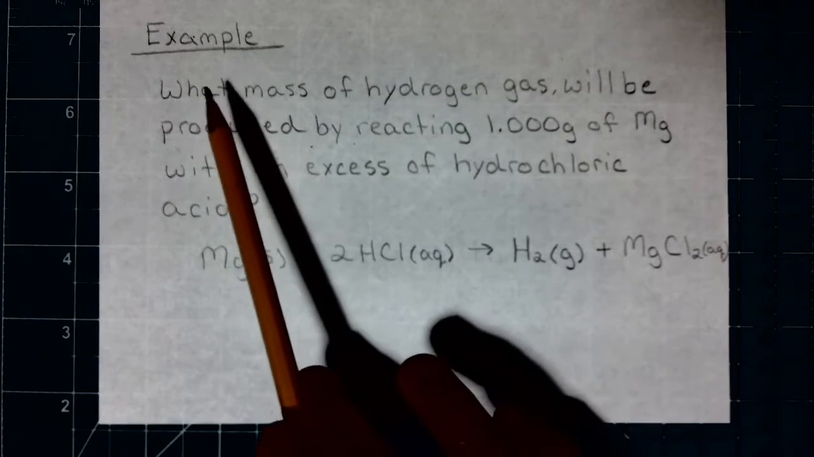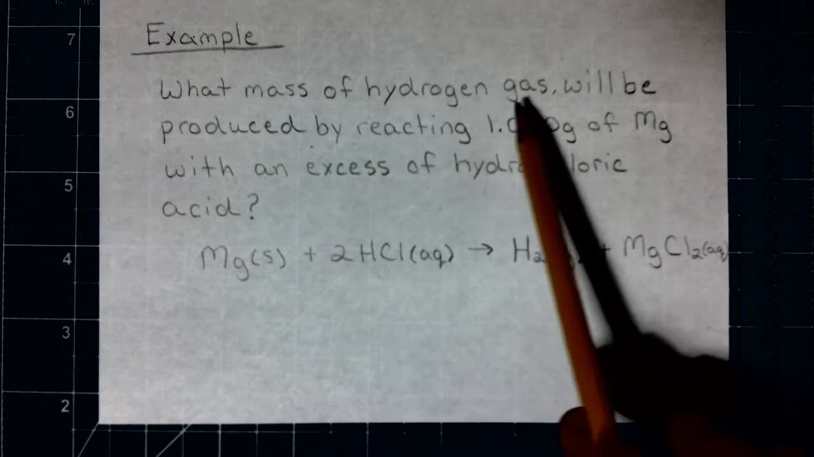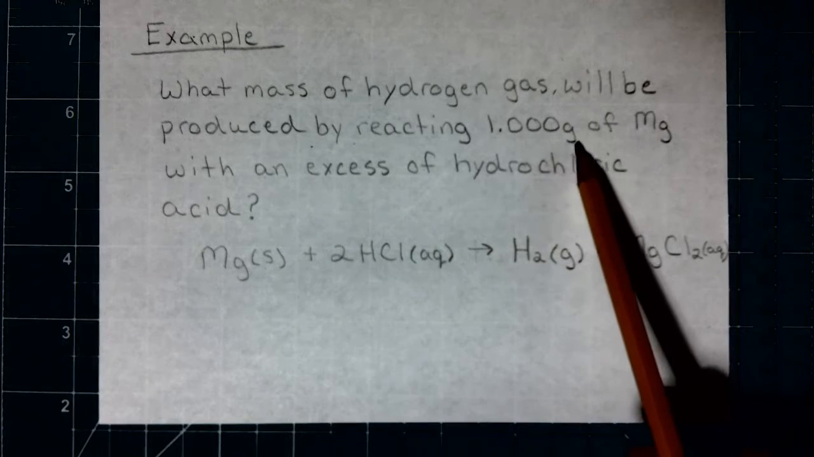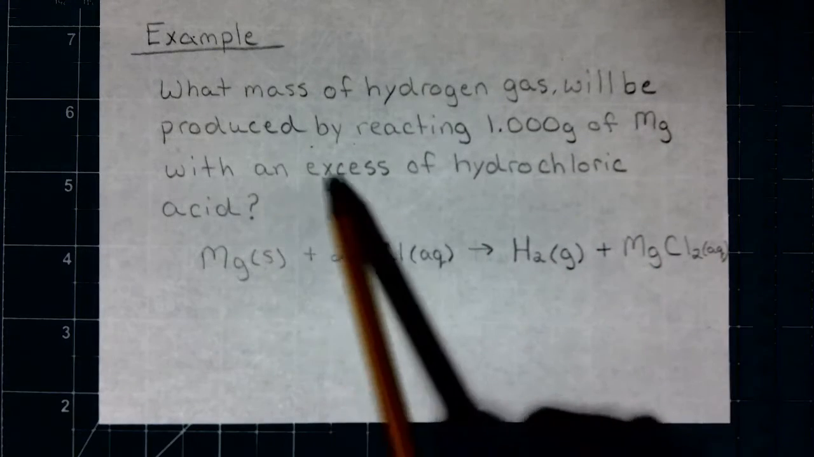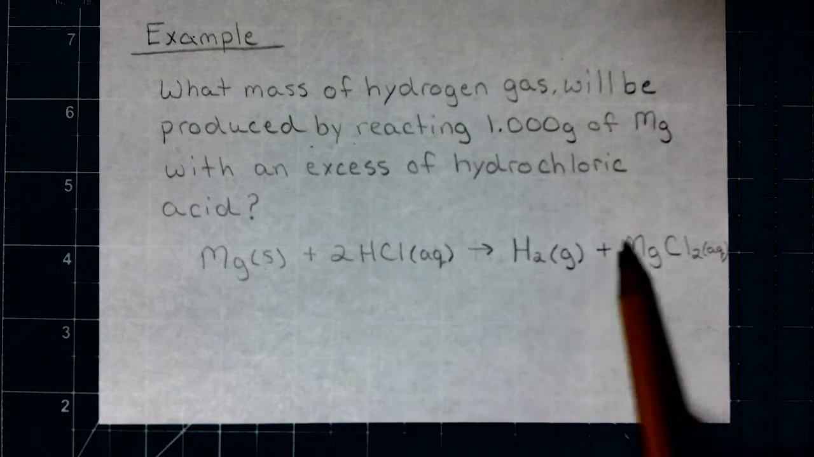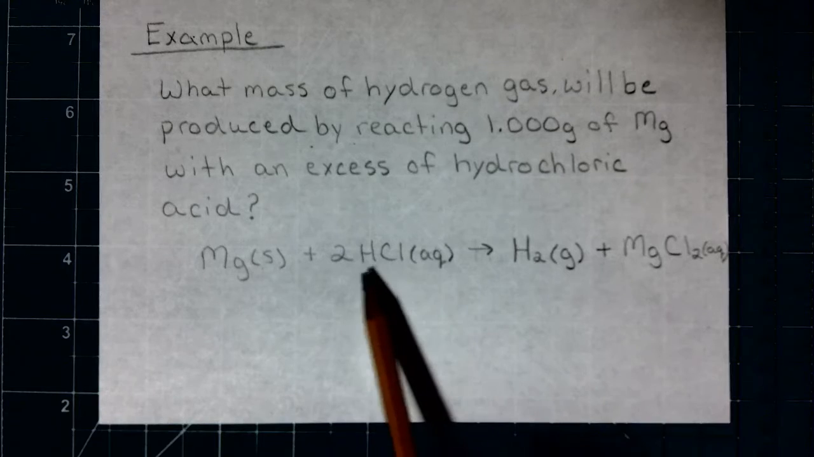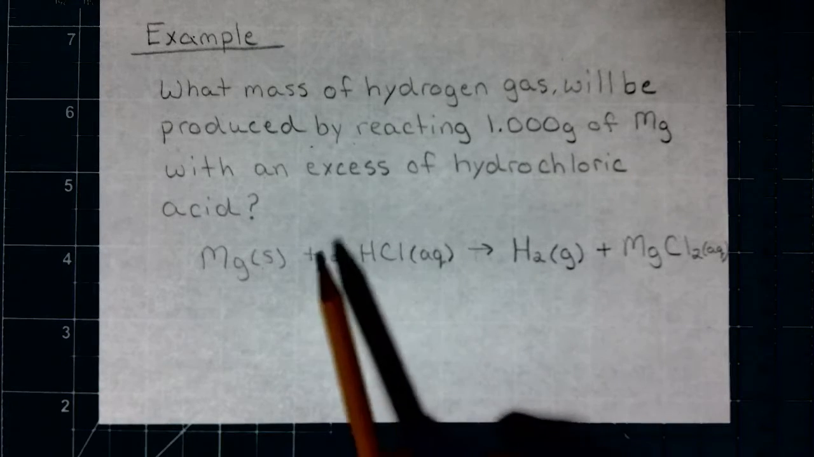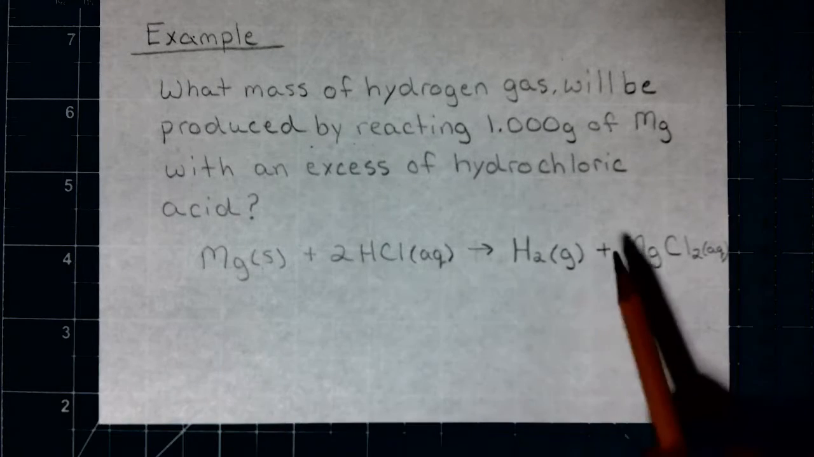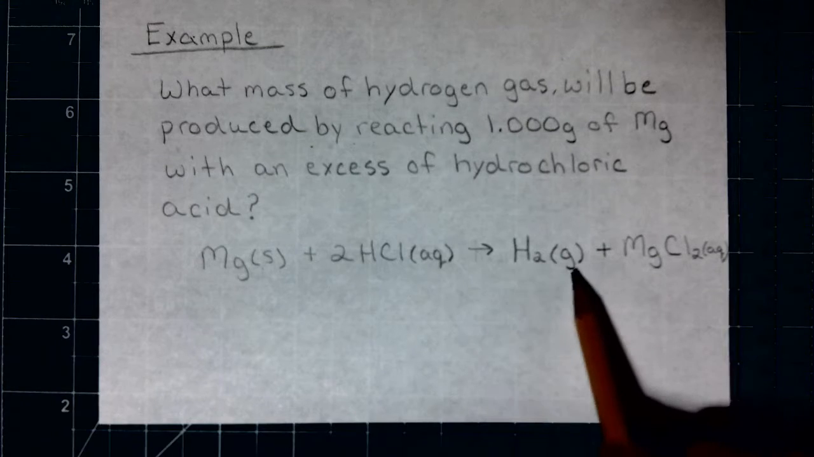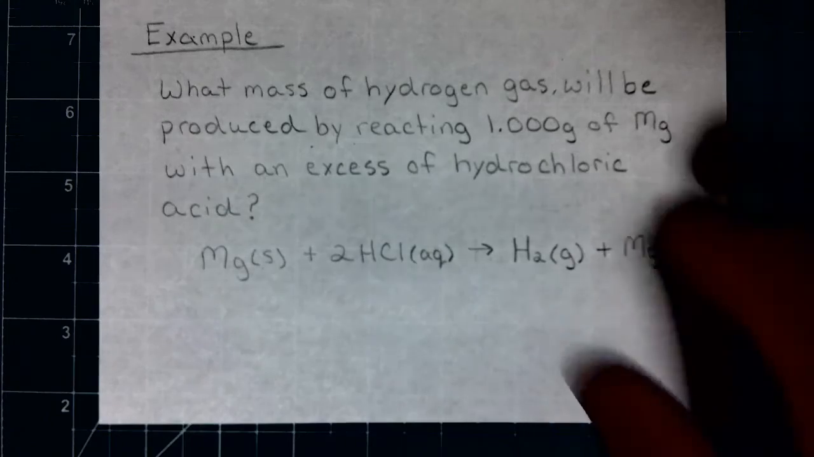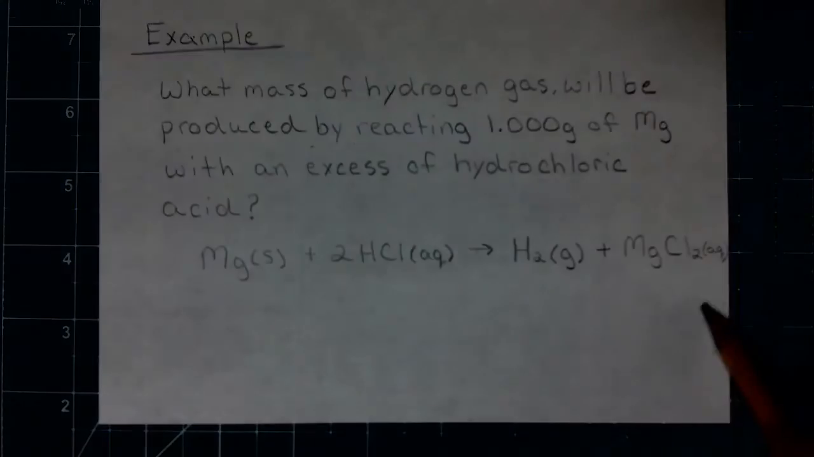In this example, we're being asked what mass of hydrogen gas will be produced by reacting 1.000 grams of magnesium with an excess of hydrochloric acid. And here we have a balanced reaction for it. You can see that we're going to have 2 moles of HCl for every 1 mole of magnesium that's going to react. And we're going to be producing 1 mole of H2 gas. And then we're going to have magnesium chloride as our other product here.